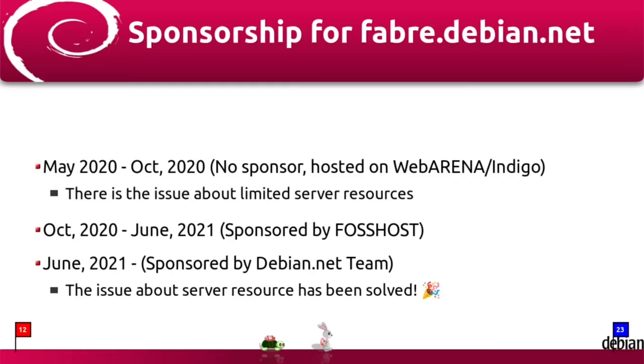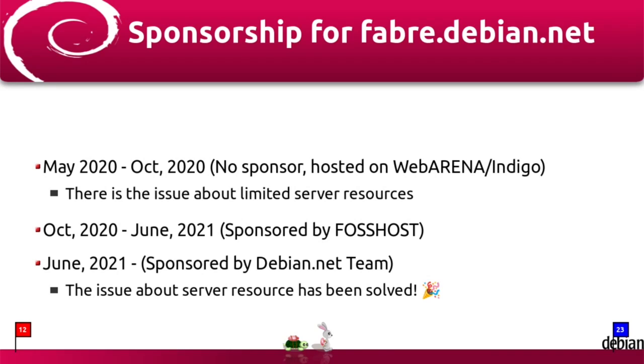The next topic is sponsorship. Firewall didn't have a sponsor at first. It was deployed on a very small VPS instance on Web Arena, so there was the issue of limited server resources. It caused out of memory errors frequently. Sometimes it had to be restarted. But I could get a sponsor. It was Fosshost.